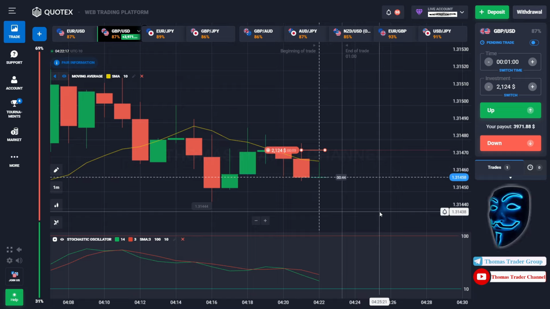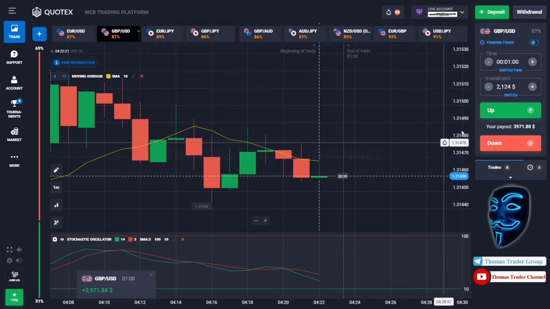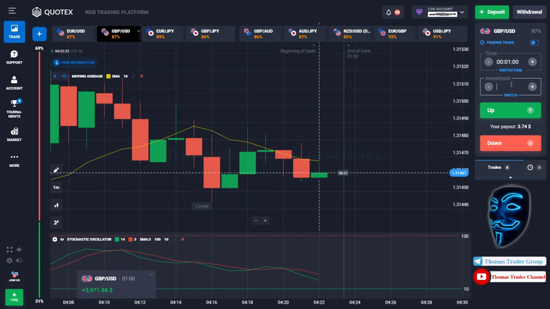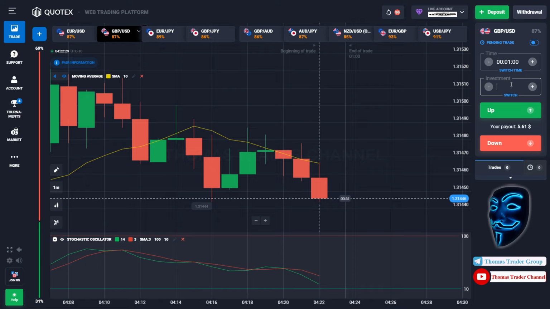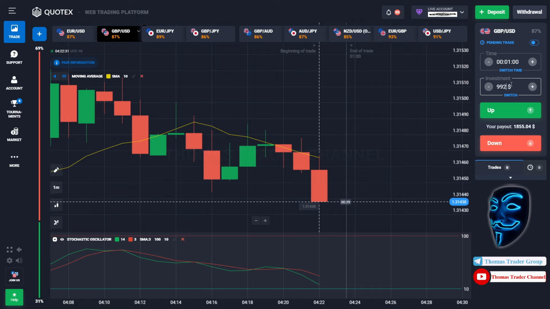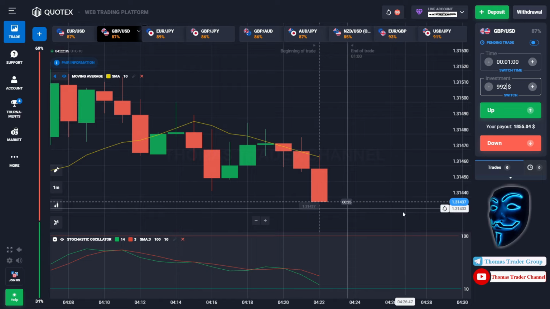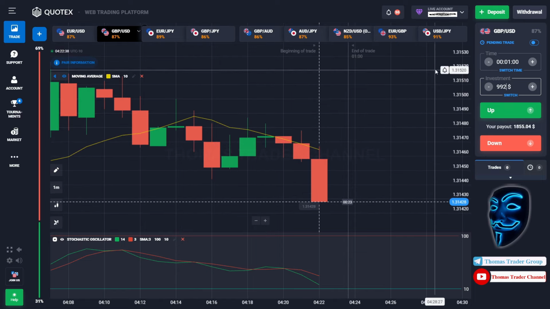Prediction over here, we made a profit of $3,900. Since the max trade amount is only $3,000, let's divide it into 4. We will open 4 position of $992 in the next open position. Over here, we still can open sell for 1 minute.